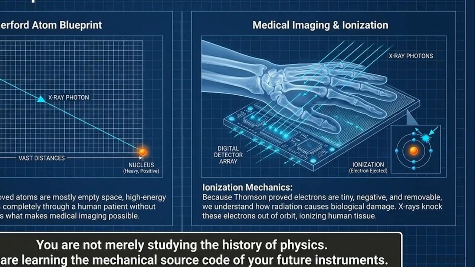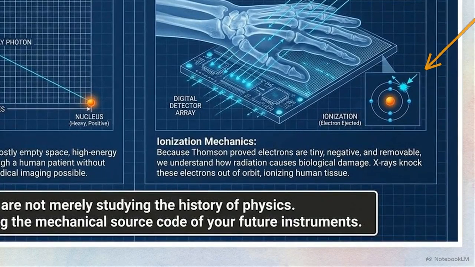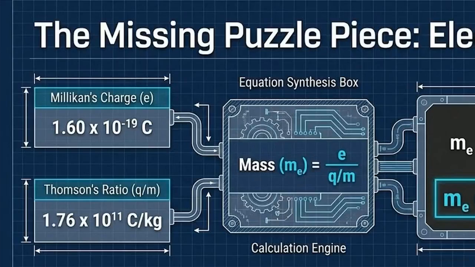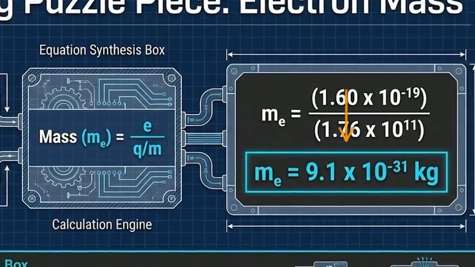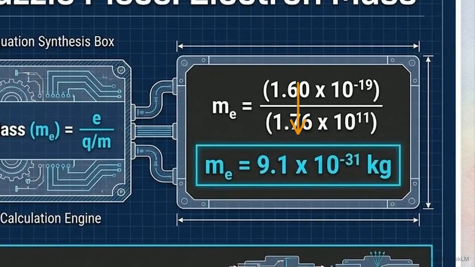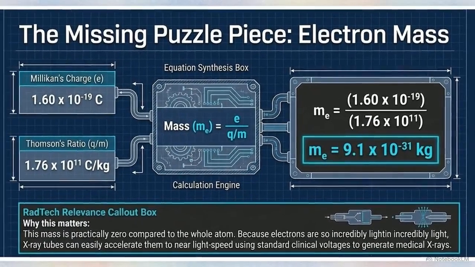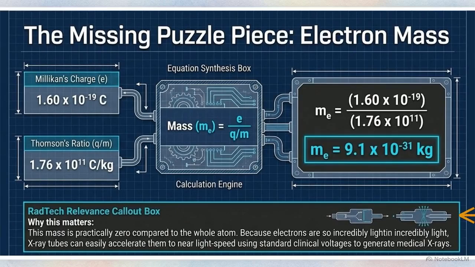When radiation interacts with human tissue, it targets these specific atomic components. Ejecting these particles from the atom is the exact process that creates radiation dose in human tissue. Clinical machinery requires the electron's exact mass, derived by combining its charge with the known charge-to-mass ratio. The mass is 9.1 times 10 to the negative 31 kilograms, essentially zero. Being so incredibly light allows standard clinical voltages to accelerate them to near light speed.